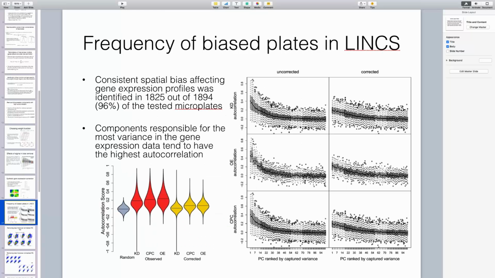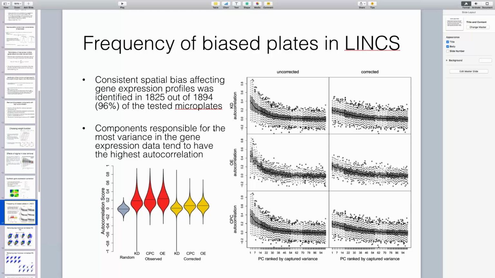Okay, so how does it look in the L1000 data? In this analysis we looked at 1,894 plates, and 96% of the plates had statistically significant bias. If we look at the plot on the left first, this is the distribution of the autocorrelation of the genes in the 3 different data sets.